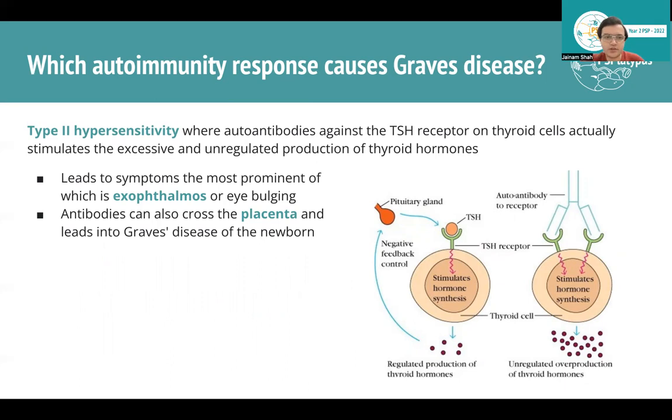Some of the things that it can lead to: the most prominent feature is exophthalmos, or bulging of the eyes, which can be really extreme in some patients if it's untreated. Interestingly, those antibodies also have the ability to cross the placenta. So that can also lead to Graves' disease and hyperthyroidism in a newborn patient.